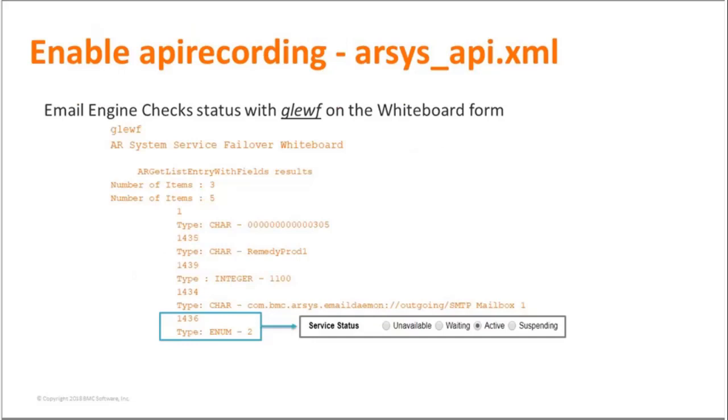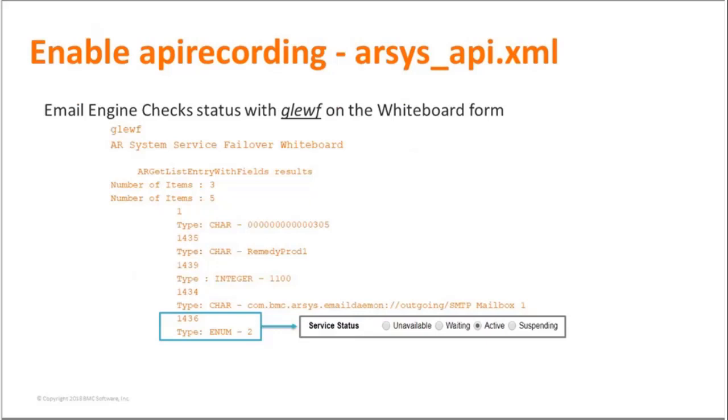While I'm looking at that AR API res log, I can also look to see if the email engine even checked for its status and what it found. Checking for the status is going to be a query, which in Remedy terms is a get list entry with fields, GLEWF, on the whiteboard form. In that same log, I see a GLEWF on the whiteboard form, and a bunch of results that come back.